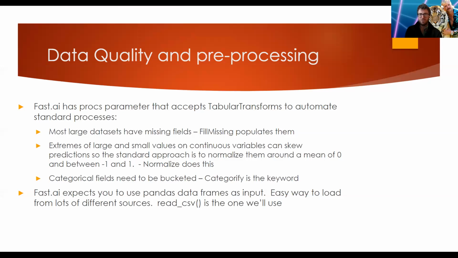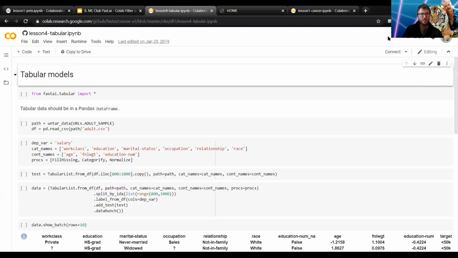The categorical fields also need to be bucketed. So categorify is the keyword that does that for you. It builds the list out of the data rather than you having to trawl through the data and run queries like select distinct blah from table. It does all that for you. And the other cool thing about it is it expects you to use a pandas data frame as input, and pandas data frames are super easy to use. Reading CSV is probably the easiest way to populate them if you've got CSV.